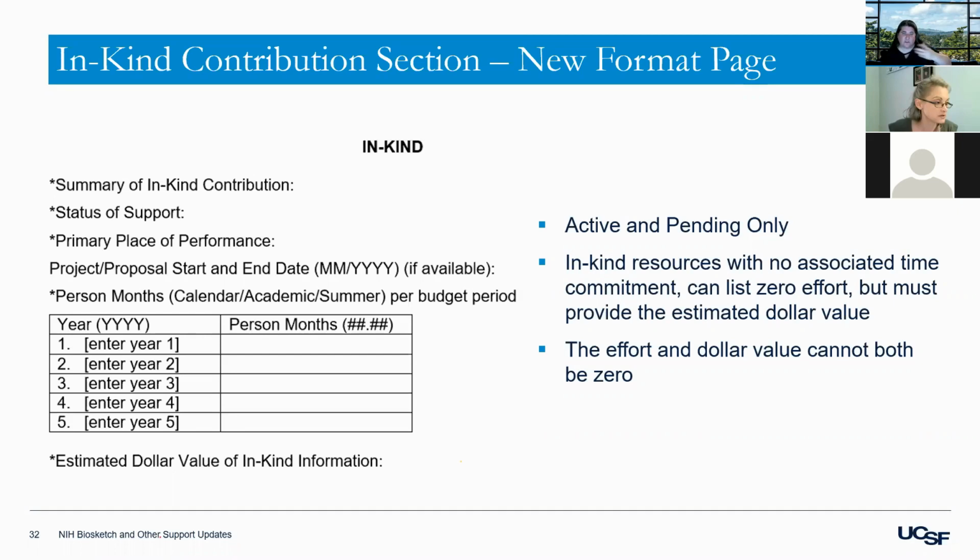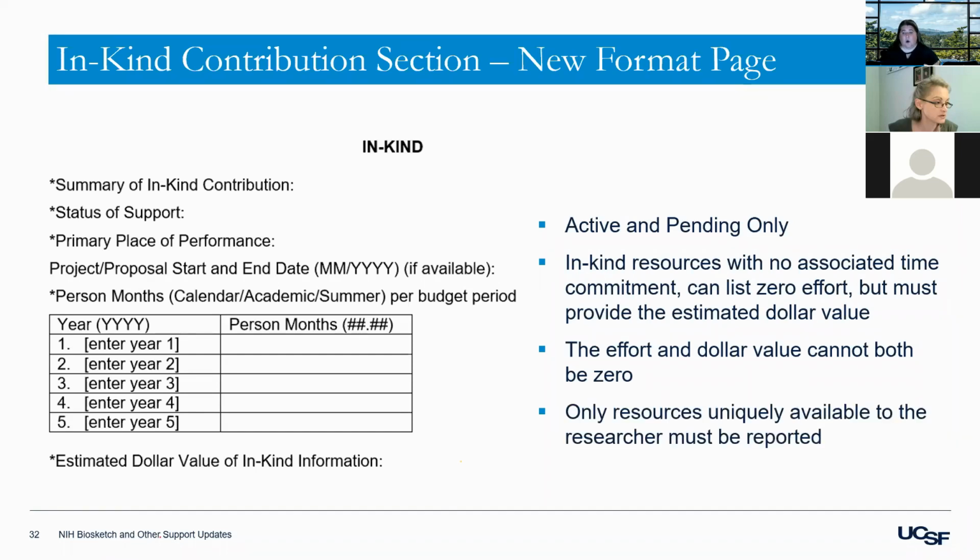I think more often than not, there's no effort and there's an estimated dollar amount. It says here it's estimated. I think really it's going to be up to the faculty member to give their best guess. They're going to be the most familiar with what they're getting, and they'll just have to do their best guess at estimating the worth of that item. Only resources uniquely available to the researcher must be reported. So if it's a shared resource across the institution or across a whole department, that doesn't need to be reported. But if it's uniquely available to the researcher, then it must be reported on the in-kind.